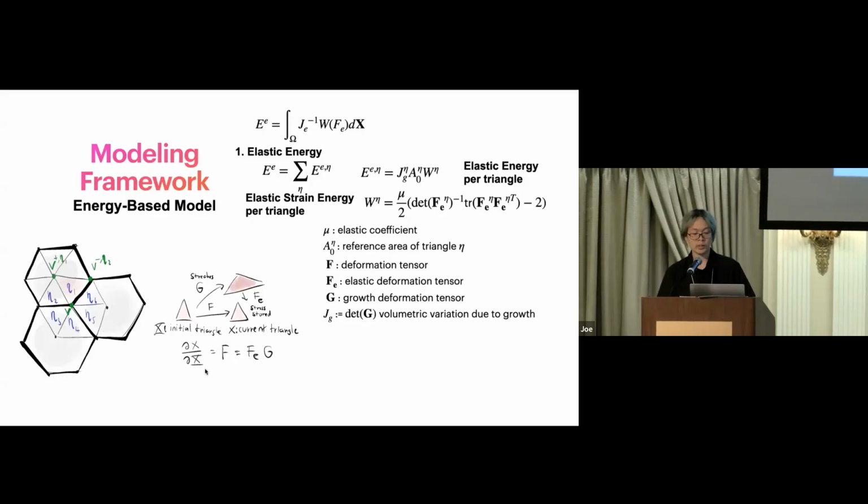And then we further decompose that tensor into two tensors, Fe and G, where Fe is the elastic deformation tensor, and G is the growth deformation tensor. The G deformation tensor is responsible for the stretching of the triangle. So we have an intermediate triangle here that is stretched in whatever direction G gives. And then we have the Fe that stores the stress and brings that to the current configuration of the triangle here. So that is the deformation tensor that I wanted to talk about.